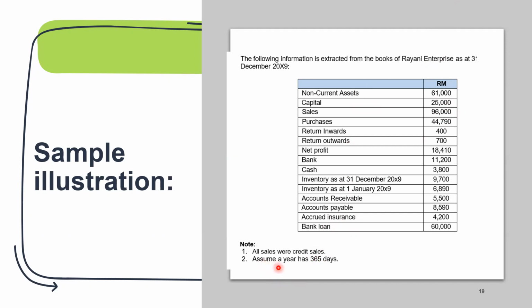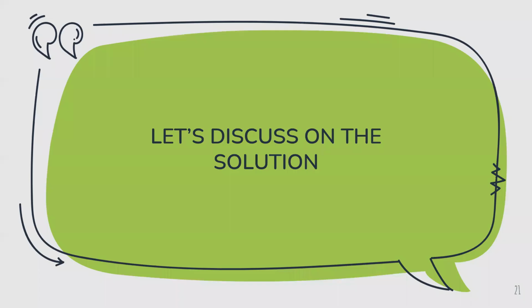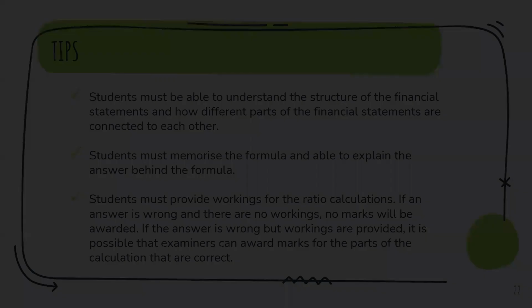Okay, and we have to assume that a year has 365 days. Okay, now let us look at the requirement. You are required to calculate the following ratios based on the information above. So there are 6 ratios to be calculated here, and we are going to find the answer. And each of the ratios calculated above needs to be explained, because the question requires us to comment on each of the ratios calculated above. Okay, so let us discuss the solution together.